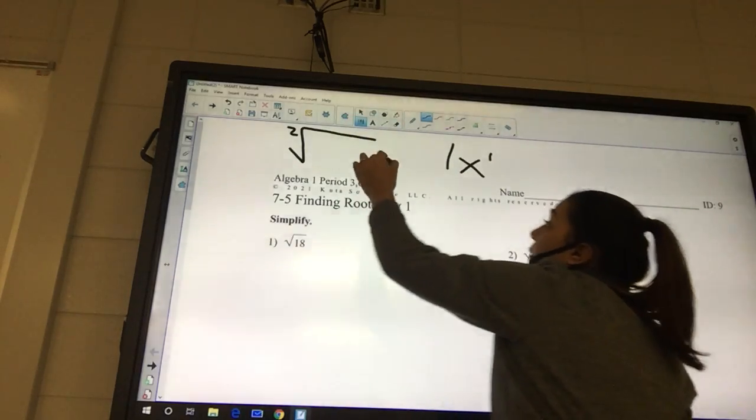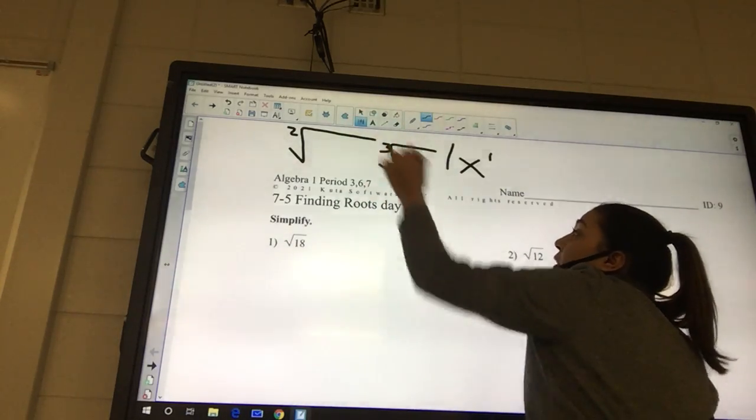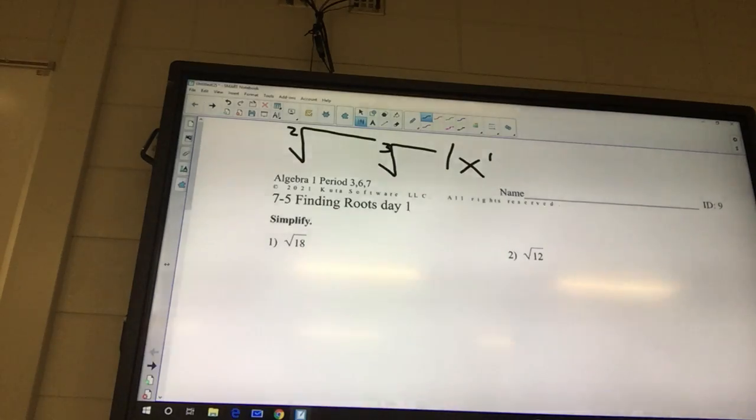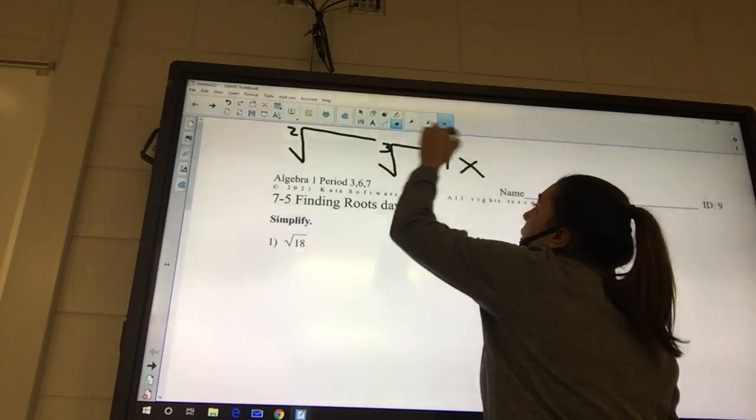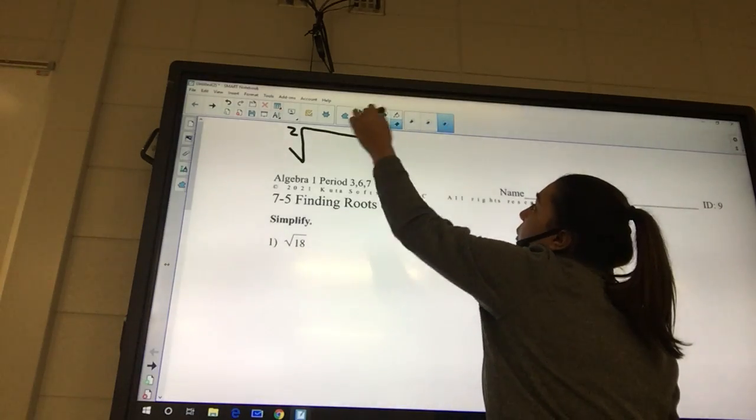If you have something like this and it has a 3 on the outside, that's called a cubed root. Now you don't need to learn all the different 50 million roots. Just know that if it's a plain root, it's a 2, or a square root. Let's do an easy one. What is the square root of 4?